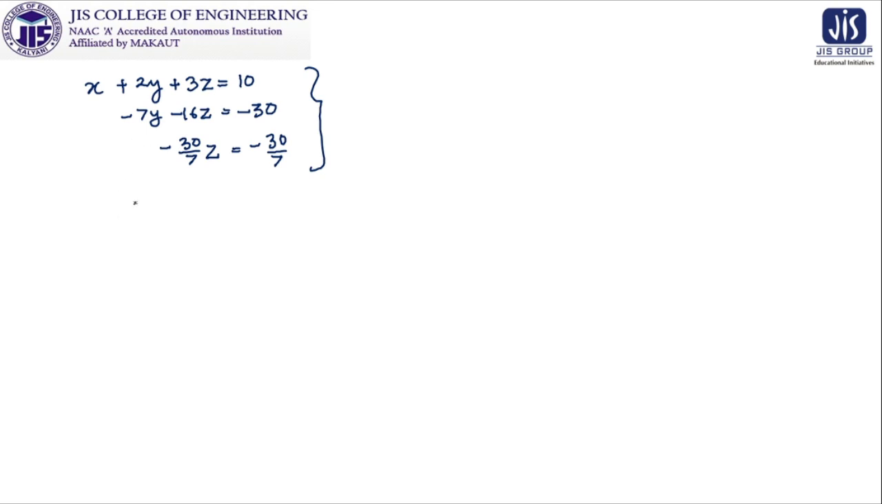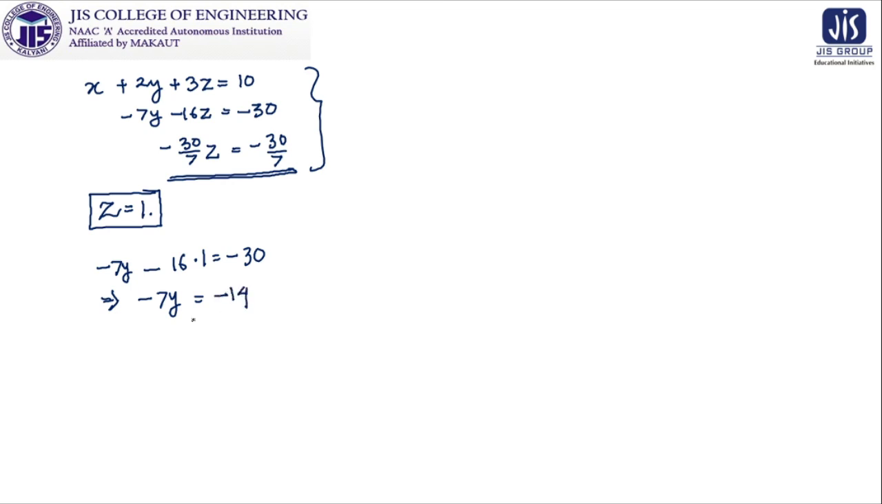Now by back substitution, that is from the third equation of this system, we get that z is equal to 1. We want the value of x, y and z, and already we got z is equal to 1. Now putting z equal to 1 in the second equation, we can write minus 7y minus 16 into 1 is equal to minus 30, which gives us minus 7y is equal to minus 14, and which gives us y is equal to 2. So immediately I got the value of y also.